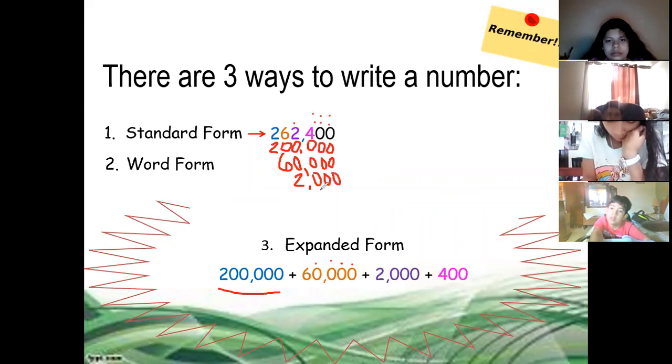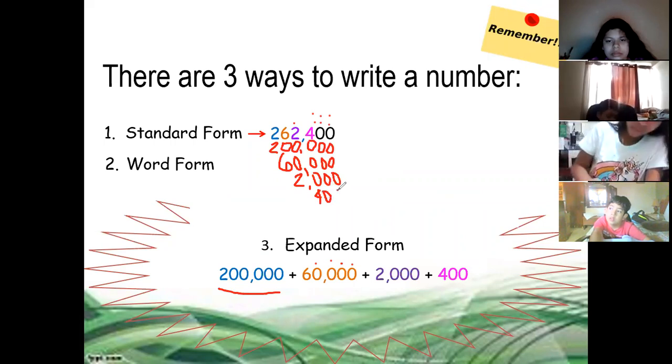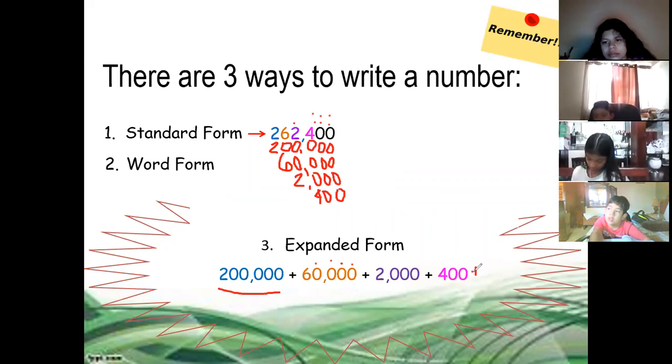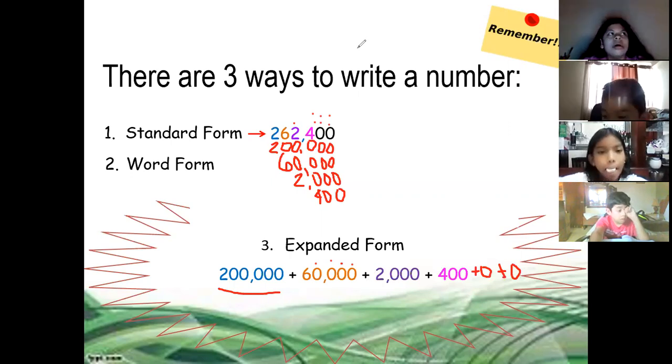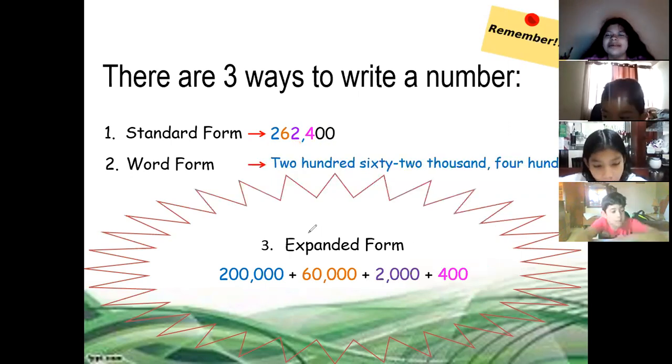Okay, then the number 4, 2 zeros, and when the value of a digit is 0, I do not include it. It's not necessary here to write plus 0 because these zeros are not going to change the final answer. And of course, expanded form is an addition.